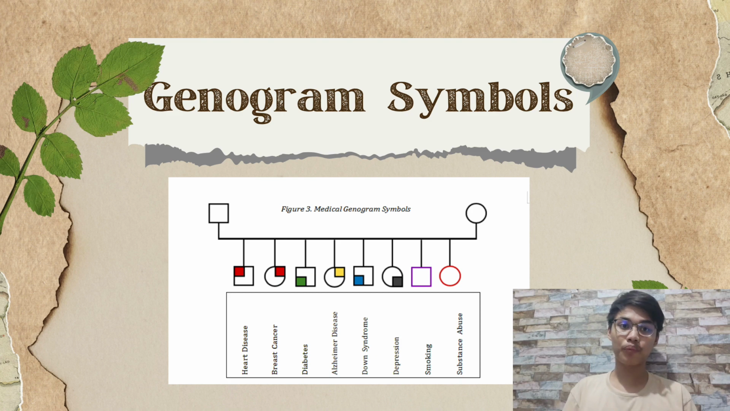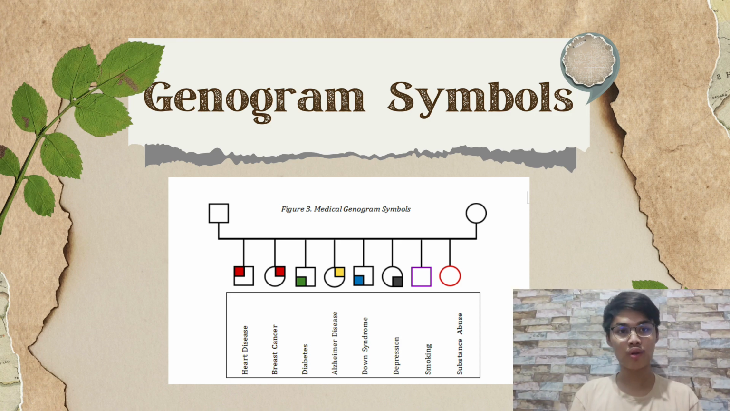For people who are suffering from diabetes, we also use either a square or a circle, but this time the smaller square is located at the lower left corner, with the color green. So lower left corner, the color green, for people who have diabetes. Next, people with Alzheimer's disease, the smaller square is located at the upper right corner with the color yellow. Remember that? Now for people who are experiencing Down syndrome, the smaller square is located at the lower left corner with the color blue. So remember that? At the lower left corner with the color blue.